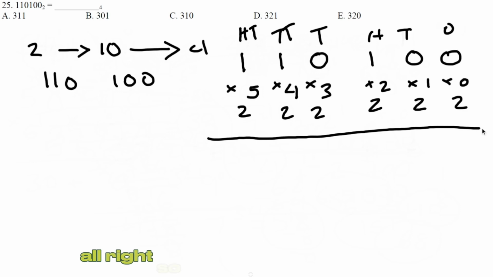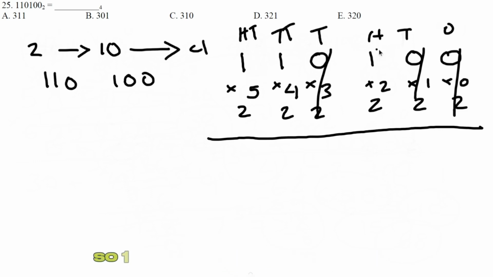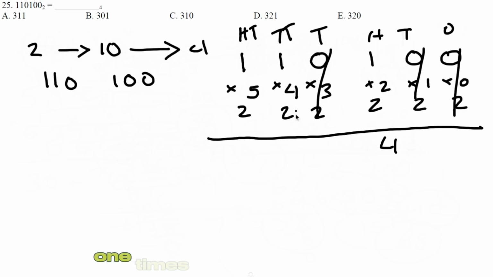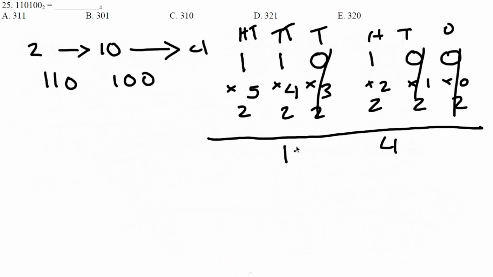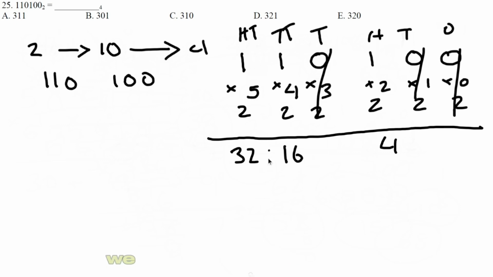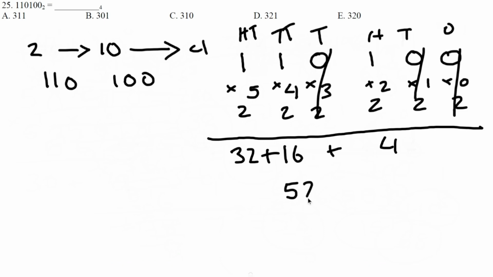You can get rid of these because these are zeros, so no matter what, they'll all multiply up to 0. Now we just have these three. So 1 times 2 squared, which is just 4. 1 times 2 to the power of 4. 2 to the power of 4 is 4 squared, and that's 16. And now 1 times 2 to the power of 5. 2 to the power of 5 is 2 times 2 to the power of 4, which is 32. We add this up, and we get 52.